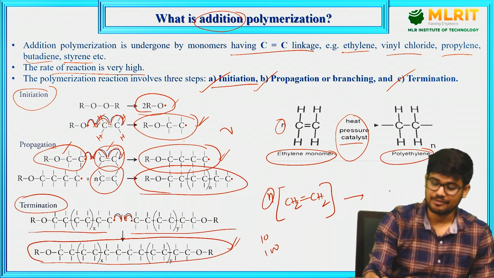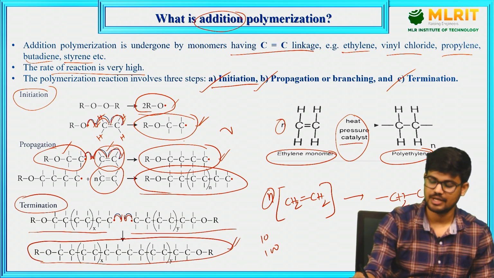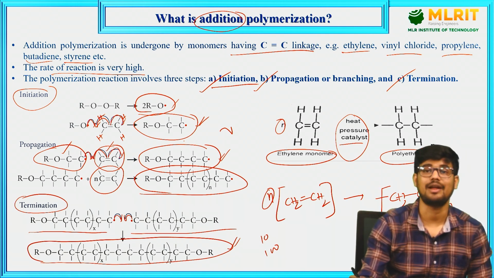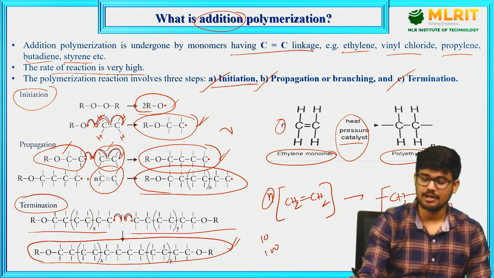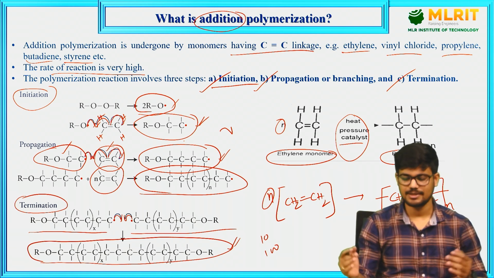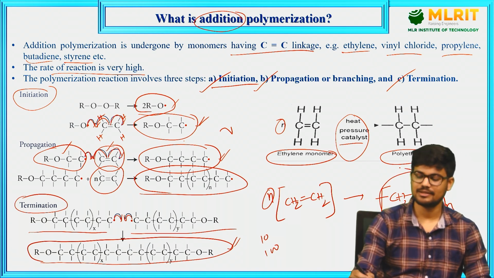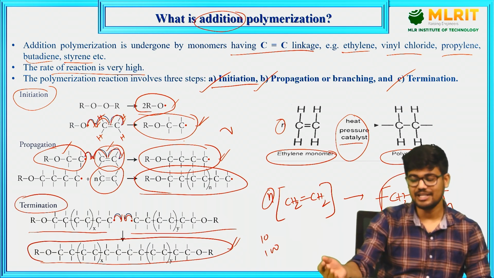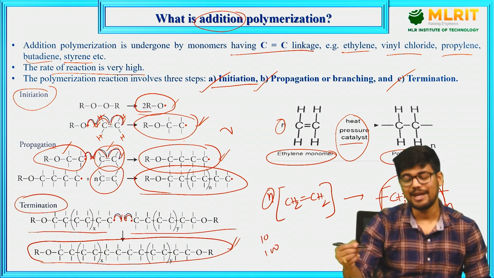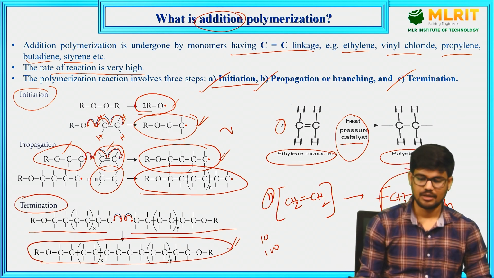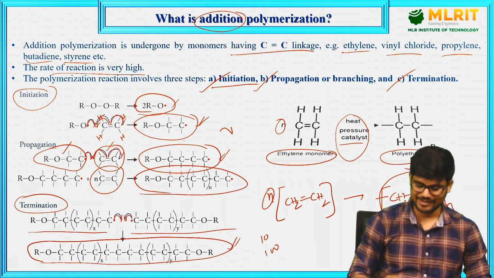After this reaction, CH2, then this third bracket, and after this third bracket here we will write n. So it means n number of ethylene monomer units combined and produced this chain, and this is just a single unit. This single unit will just continue up to n number. Okay, so this is all about addition polymerization.